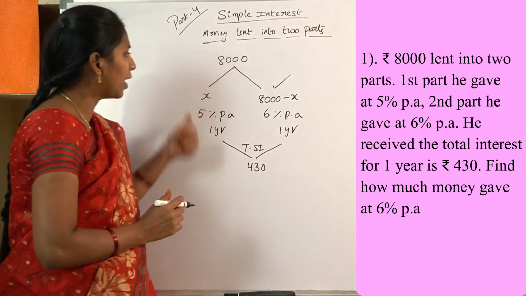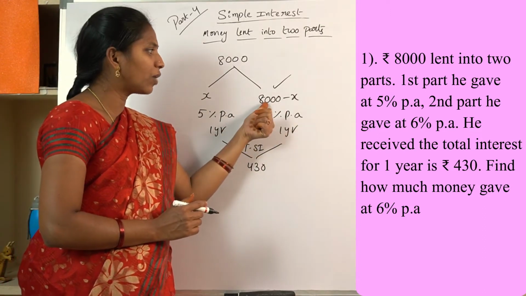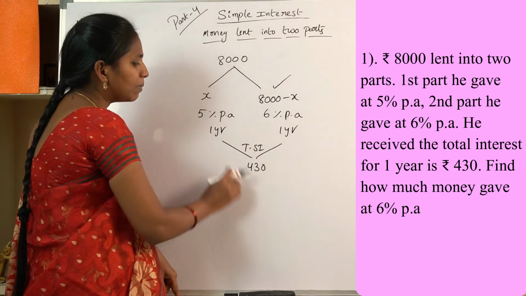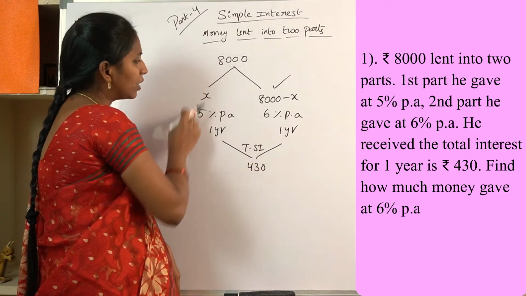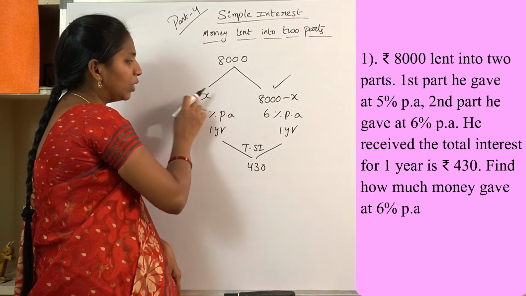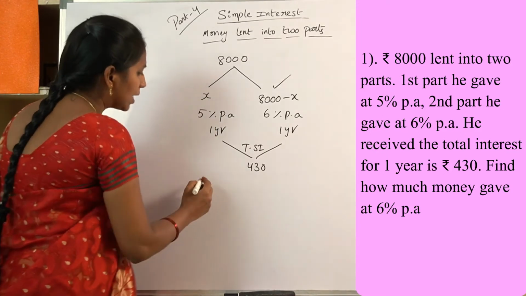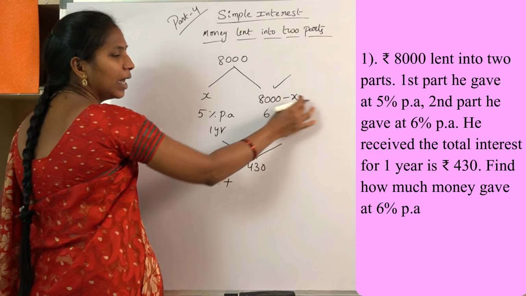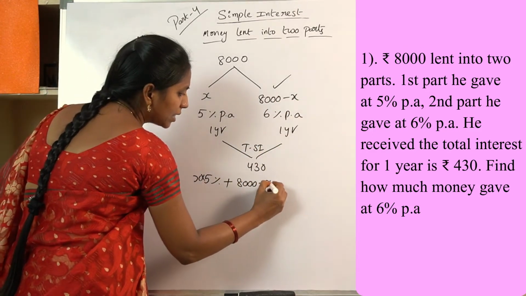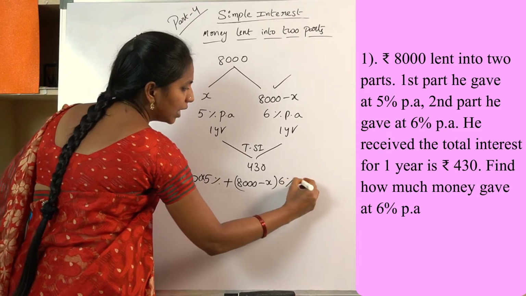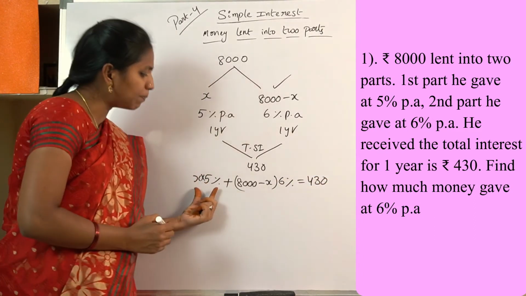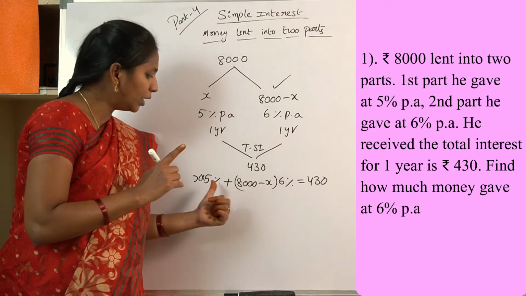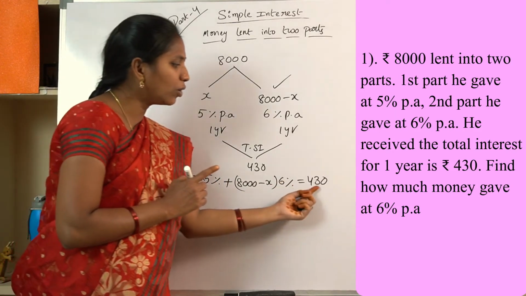So first of all you should find the x value, then subtract the x value from 8,000, and that money was given at 6% per annum. Here, the total simple interest is 430. What is the interest for the first part? 5% into x into 1, so x into 5%, plus (8,000 minus x) into 6%, equal to 430. This is the simple interest of the first part and this is the simple interest of the second part for 1 year. No need to write into 1 here.